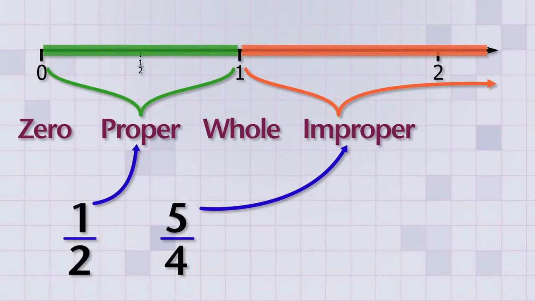So that means that 1/2 is less than 5 over 4. Now that we know that there are 4 basic types of fractions, and we've learned where they fit on the number line, let's learn more about how the relationship between the top and bottom numbers affects the value of a fraction. Let's go on a journey down our number line.